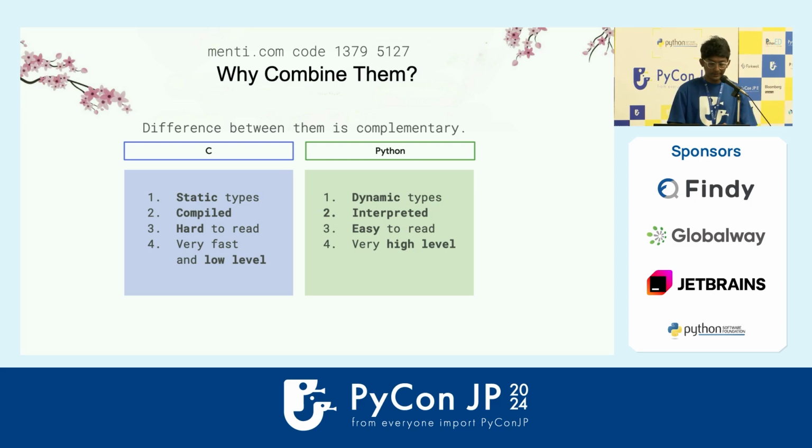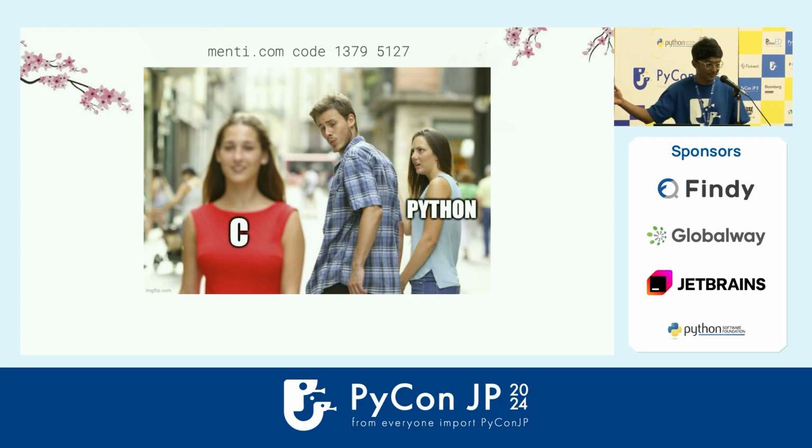C is very hard to read, Python is easier to read. But here comes the major difference: C is very fast. But Python, as we know, one of the biggest drawbacks is it's slow if you don't use it correctly. So writing suboptimal code in Python is relatively easier. Yeah, I've used this meme.